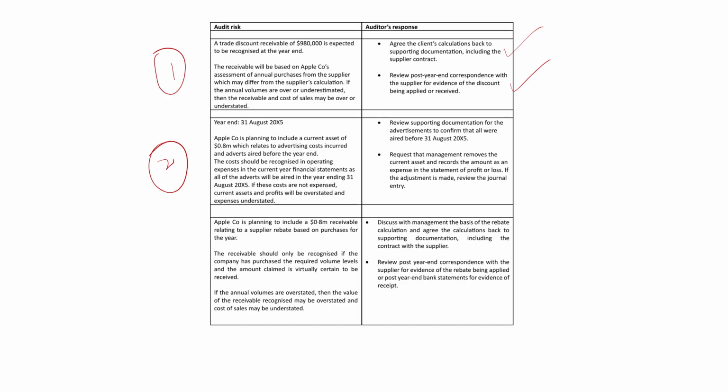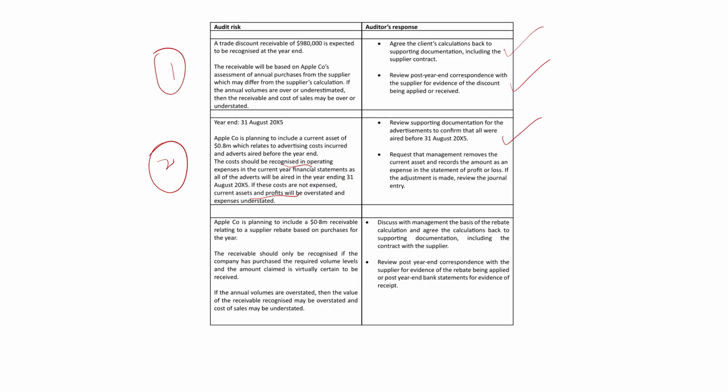Remember, if the expense has already been incurred and the ads have already been shown, all of this belongs to this year. So instead of debiting the expense, you can't really show it as a receivable. So the risk is that this needs to be recognized as an operating expense. You cannot book it as a receivable. And if you've done that, your current assets and other income is going to be overstated and expenses understated.